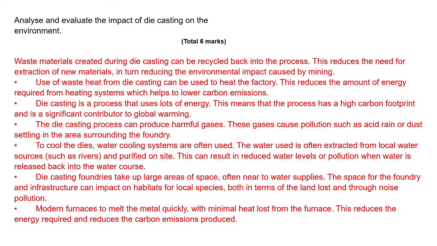To cool the dies, water systems are often used. That water is usually extracted from local water sources like rivers and that sort of thing, and purified on site, so that can reduce water levels locally. Die casting foundries take up a huge amount of space, so they probably had to cut down some land to build the factory, so they may have disturbed animal habitats, that sort of thing. And then modern furnaces melt metal quickly with minimal heat loss from the furnace. This reduces the energy required and reduces the carbon emissions produced.